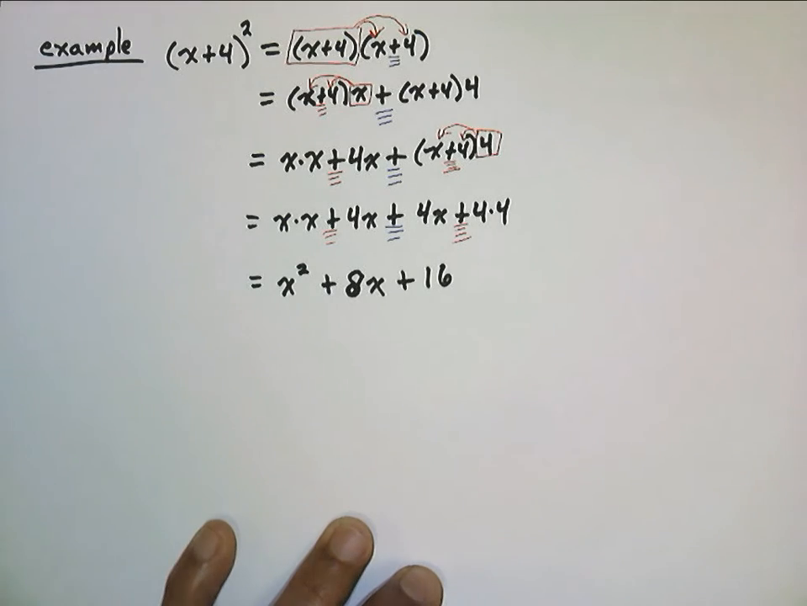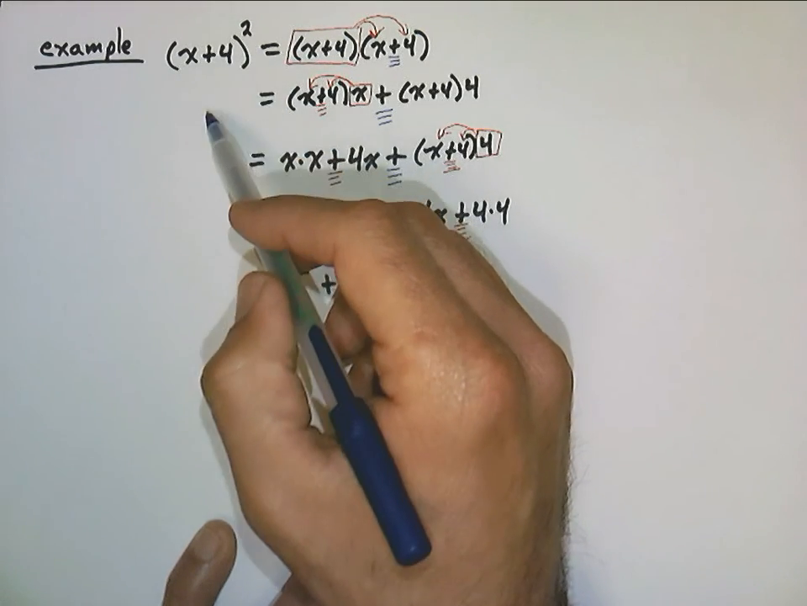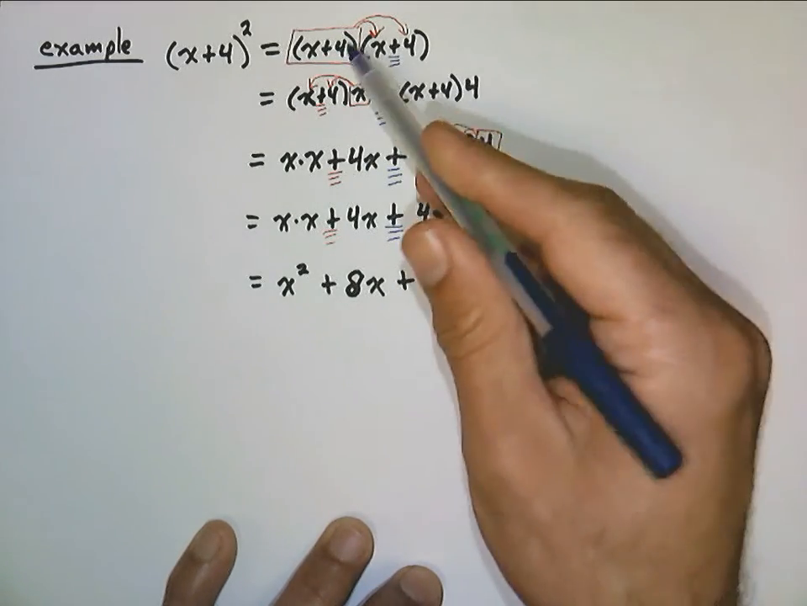So really, if we're going to raise this sum to the power of 2, all it is is a repeated application of the distributive property. 3 times, in fact.